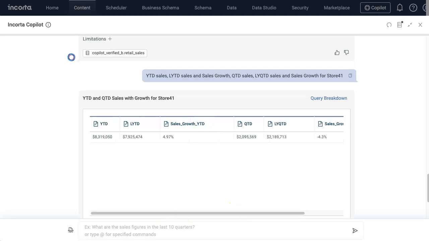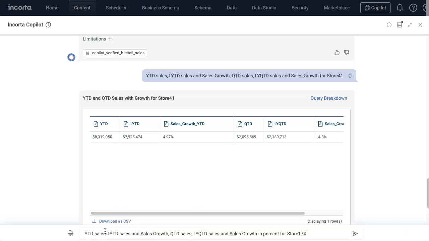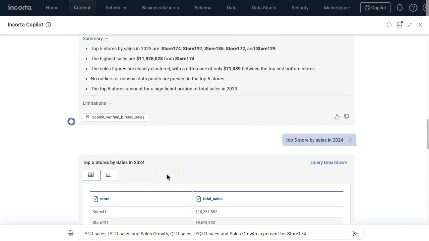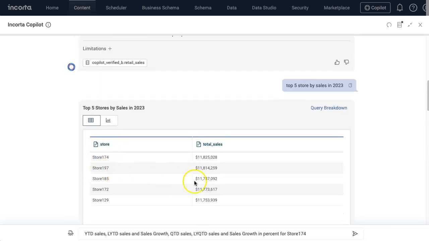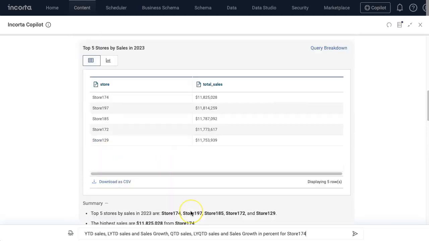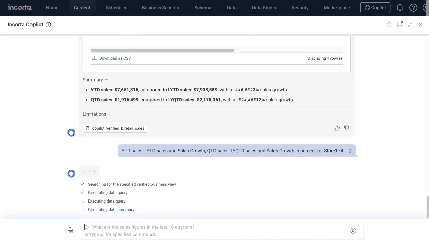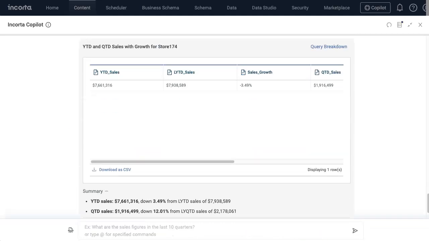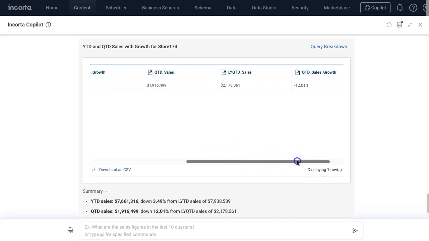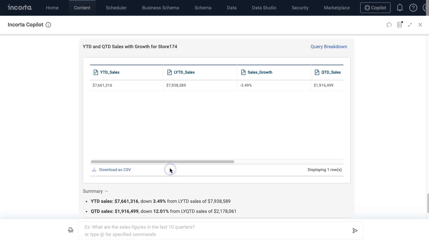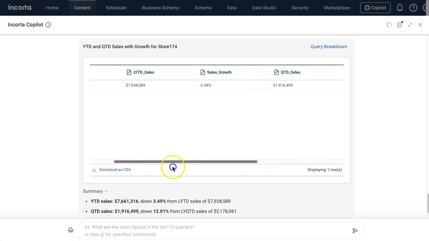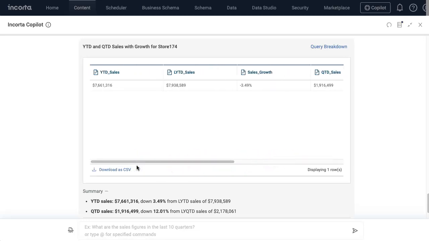Now, if I want to see similar data for the store which was the topmost store last year in 23, which is store 174, because if I scroll up, I can see store 174 was the top store in 23. So let's see how this store is doing. Awesome. I can see that sales growth for store 174 is negative year to date, and it's also negative quarter to date, significantly lower compared to store 41.